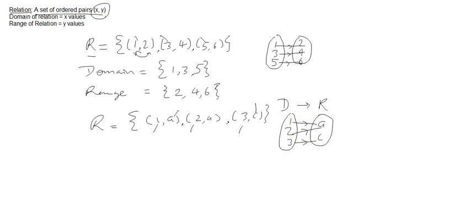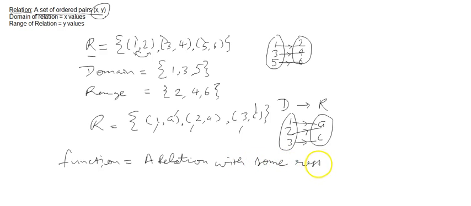Now when we talk about function, a function is a kind of relation. A function is a relation only. A function is a relation with some restrictions. What these restrictions are, we are going to see just now. A function is also a kind of relation, but there will be some restrictions on the domain.